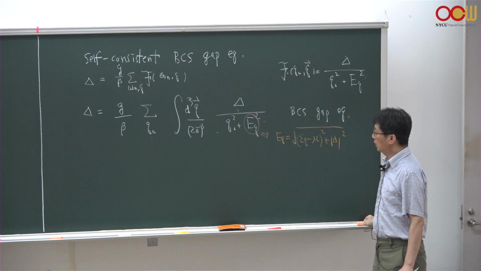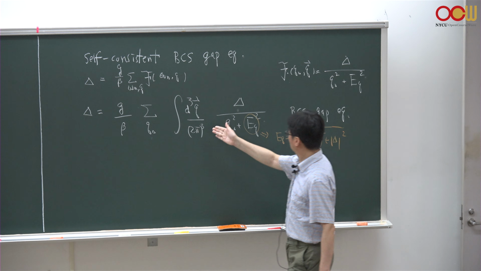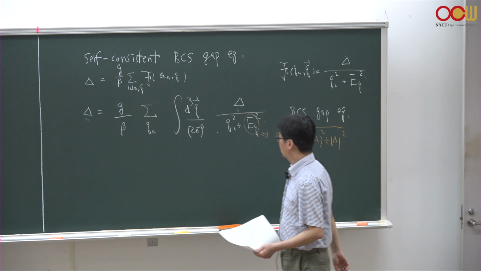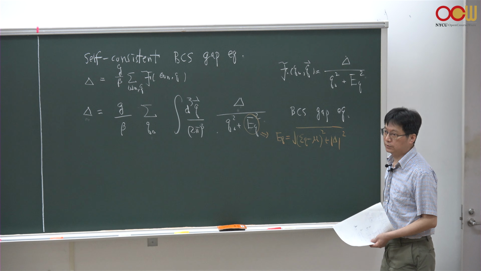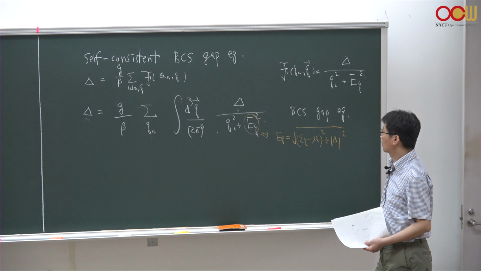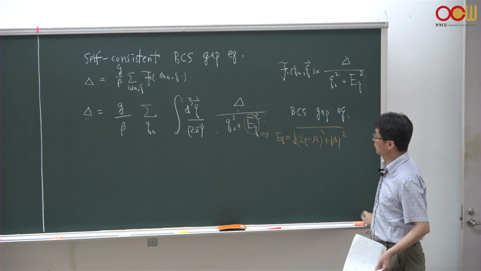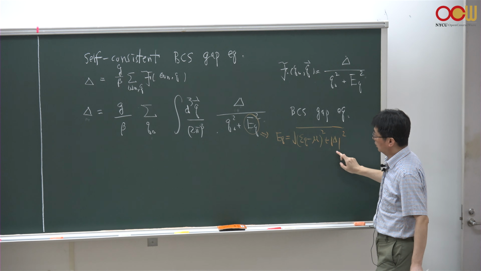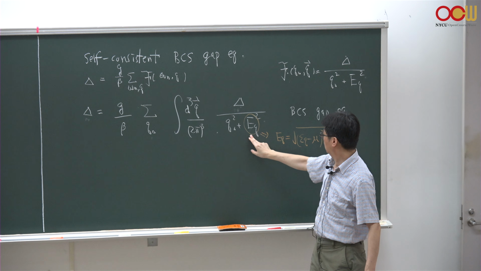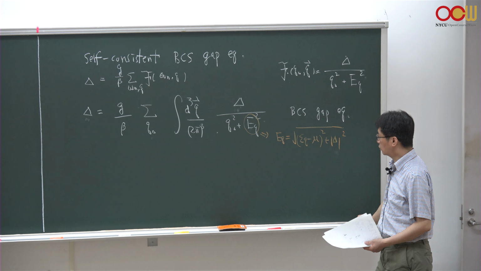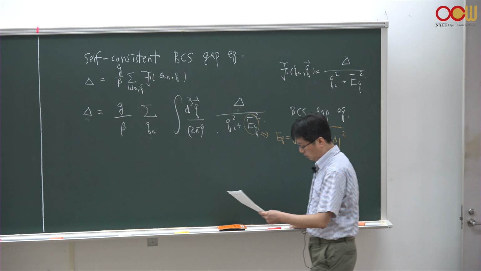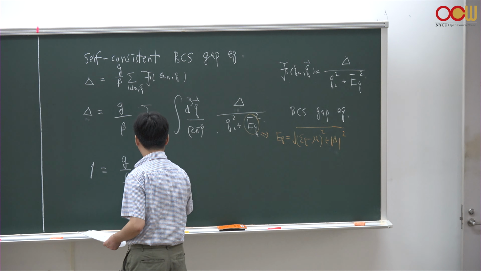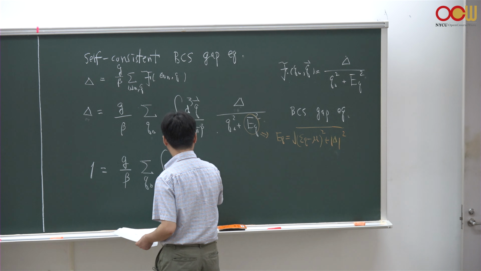For non-zero delta, you can actually cancel this delta with that delta on the other side of the equation, because delta is simply a constant, independent of momentum or frequency, so you could very safely just cancel this. But you also have that delta factor hidden inside this Bogoliubov excitation spectrum, so you need to really perform such a self-consistent equation and look for a solution.